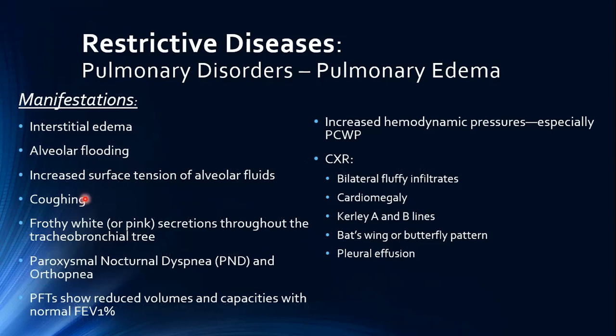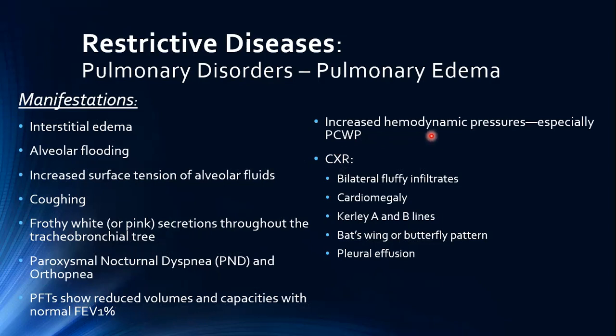Patient might be doing a lot of coughing. A telltale sign of pulmonary edema is frothy pink secretions. Frothy pink or white secretions are a telltale sign of pulmonary edema. Okay, you'll see that somewhere. Paroxysmal nocturnal dyspnea, somebody who's having trouble breathing at night, or orthopnea, where they have to have a bunch of pillows to sleep. They can't lay flat. Somebody who has orthopnea cannot lay flat without feeling short of breath, okay? And then PFTs, of course, show reduced volumes and capacities, okay?